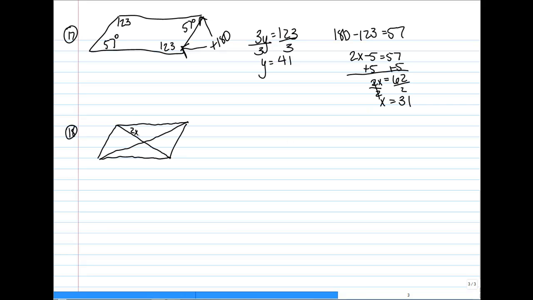Okay, for the diagonals, this is 2x, and this is x plus 9. Always, these diagonals are split perfectly in half, so that means that 2x is actually equal to x plus 9. Solve for x.